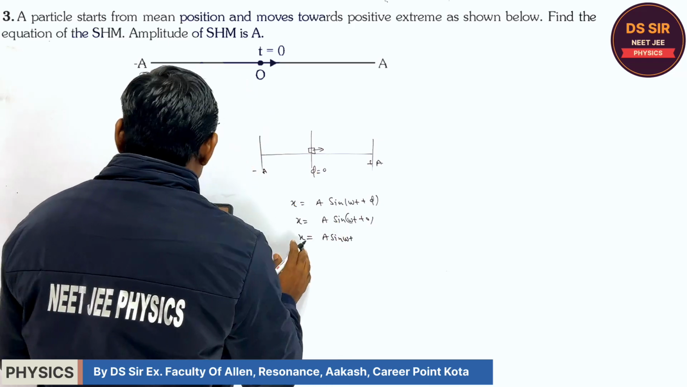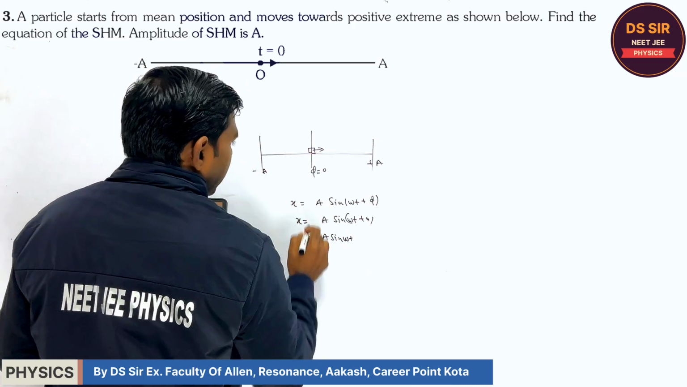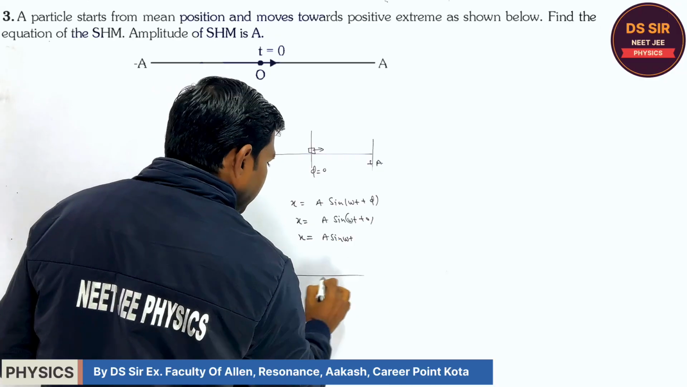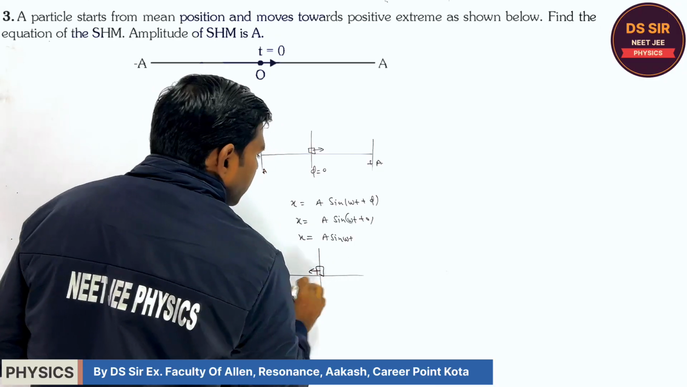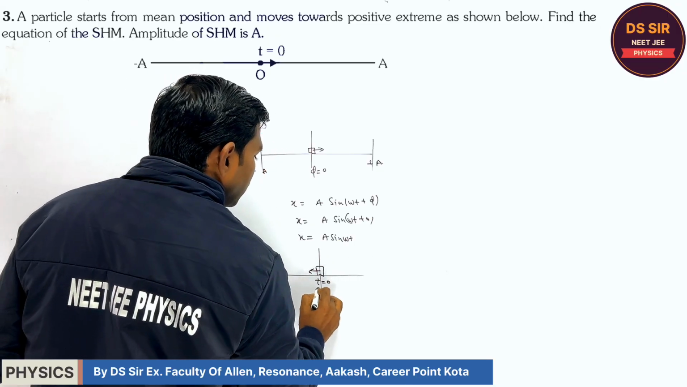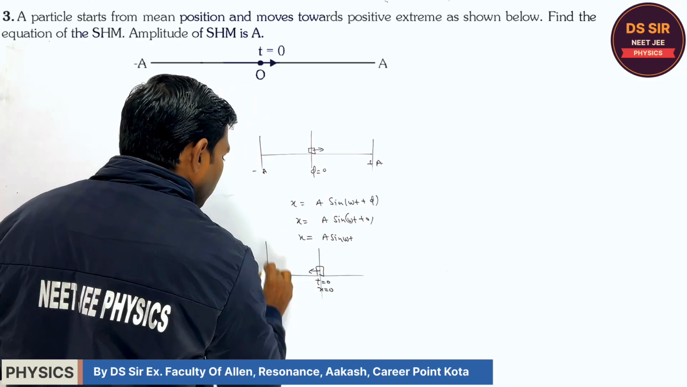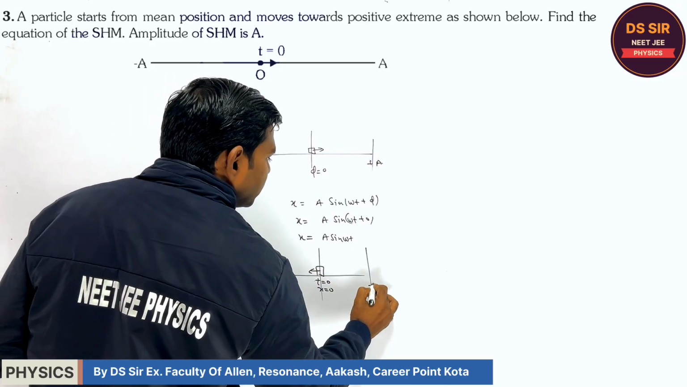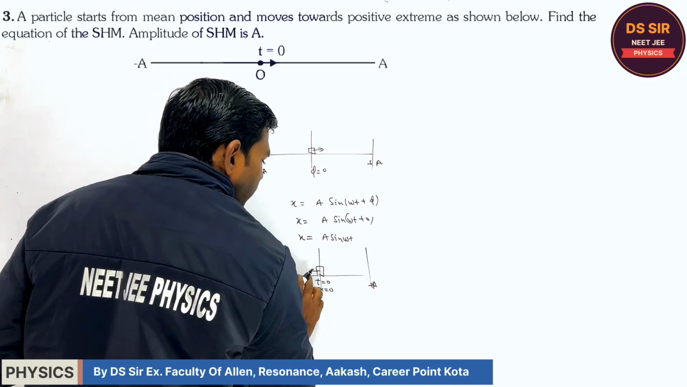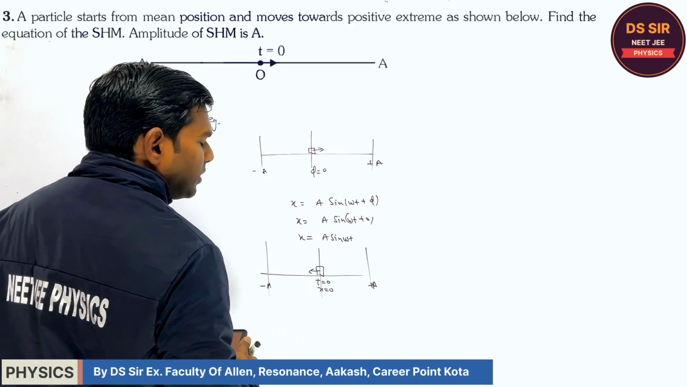All right. In the second part, similarly, as I told you yesterday, if the particle starts at t equal to 0 from the mean position and moves towards the negative x-axis, what will be the phase for this particle? You tell.